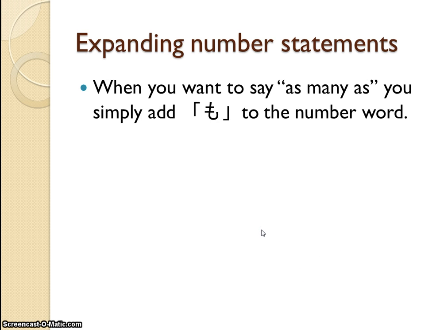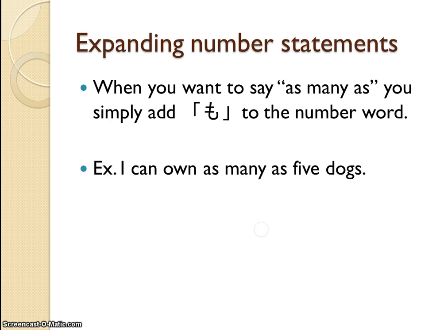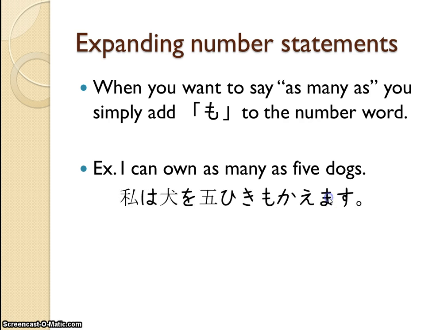So you can also add things like saying as many as. So when you want to say as many as, you simply add mo to the number word. So I can own as many as 5 dogs. Okay, so the number word would be 5 dogs, so the quantity is 5. So 私は犬を5匹も飼えます。Kau means to buy, but in this case it means to own, as in a pet. This is something that we covered in chapter 12, I believe. So if you need a refresher, go back to the verbs to refresh your memory.